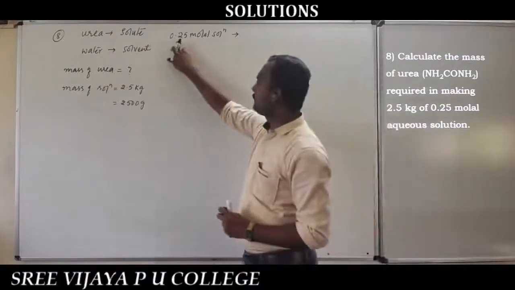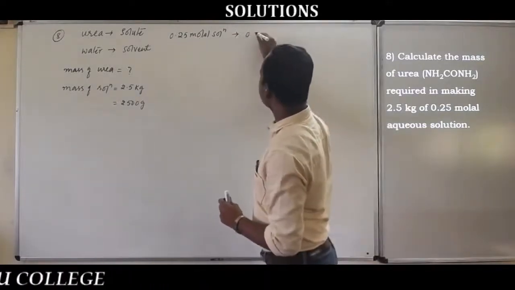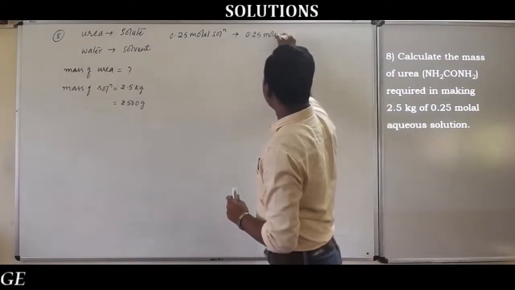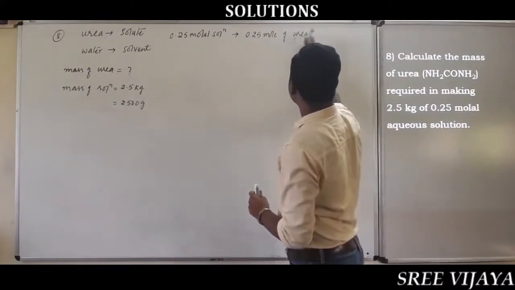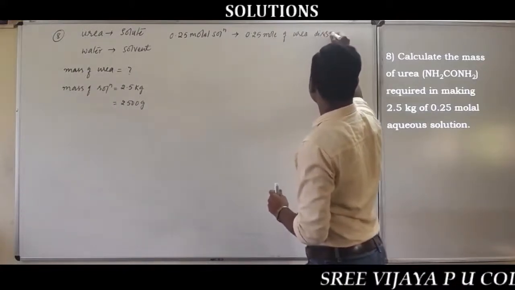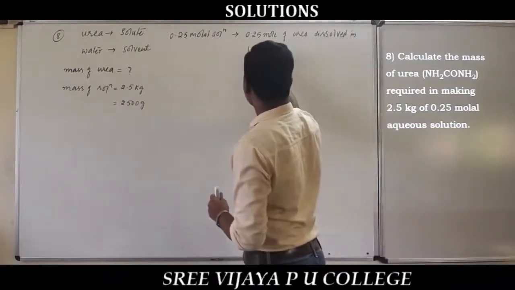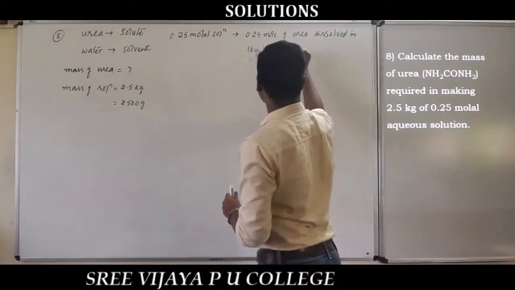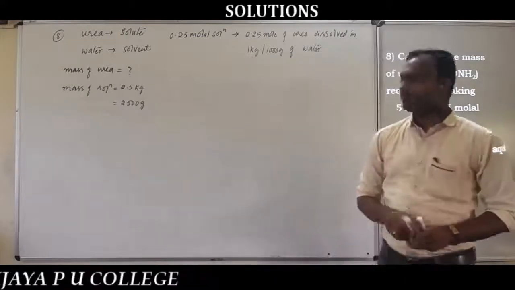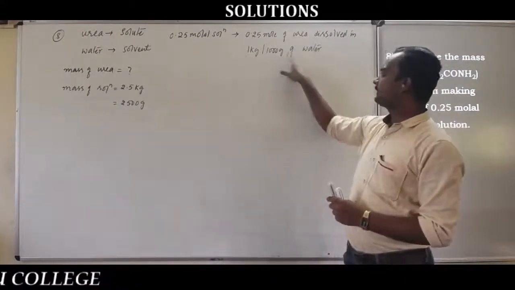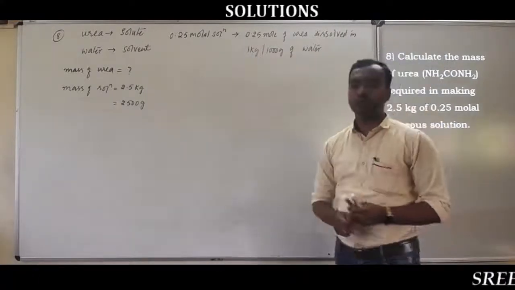So a 0.25 molar solution means 0.25 mole of solute, and the solute here is urea, dissolved in 1 kg, that is 1000 gram, of solvent. The solvent is water in the given problem. So here there is 1000 gram of water, and there is 0.25 mole of urea.